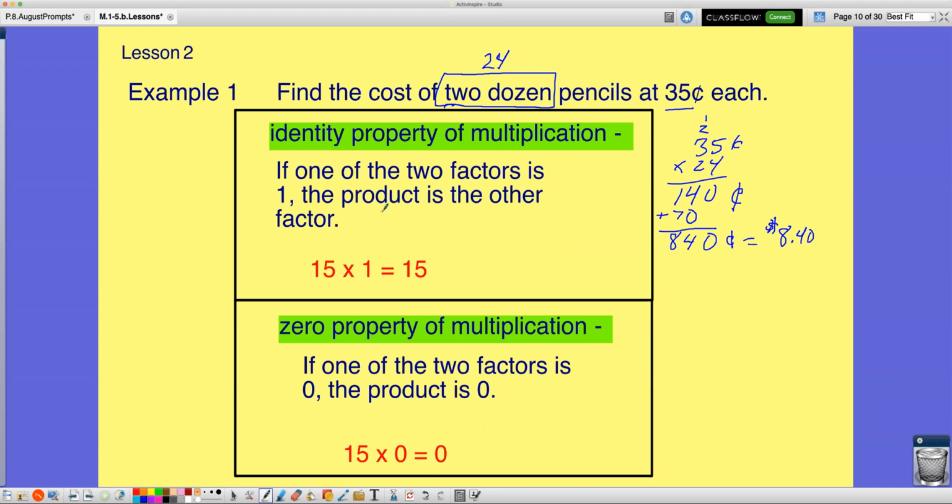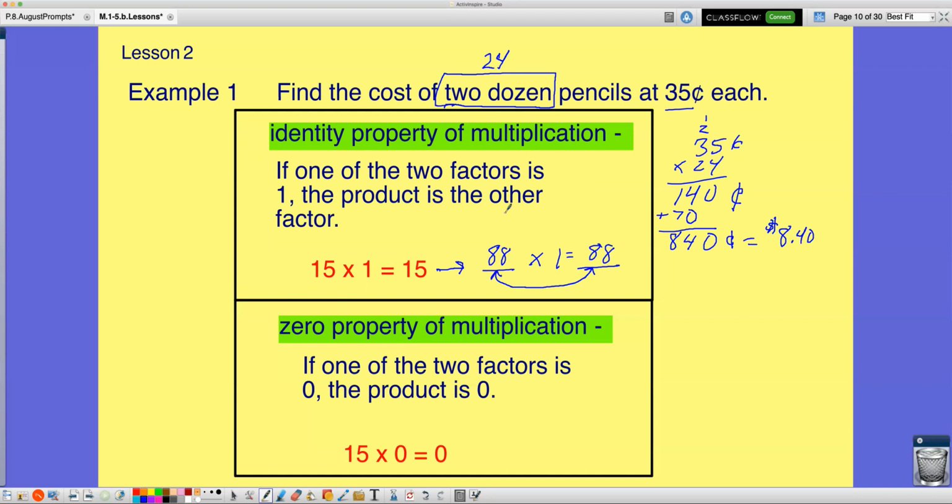Just looking at these properties here, the identity property of multiplication states that if one of 2 factors is 1, the product equals the other factor. So if you have 15 times 1, that equals 15. Basically any number times 1 is going to be equal to that number. The product will be whatever number is placed in this position. So it could be 88. 88 times 1, what's the product? It's going to be 88.